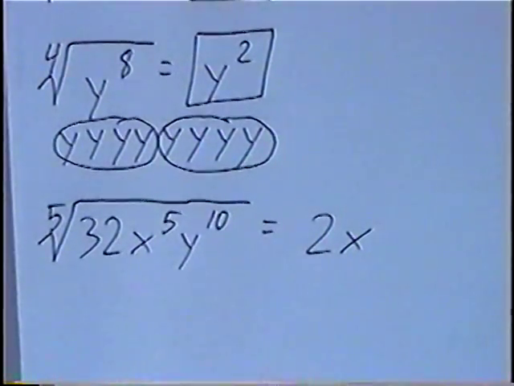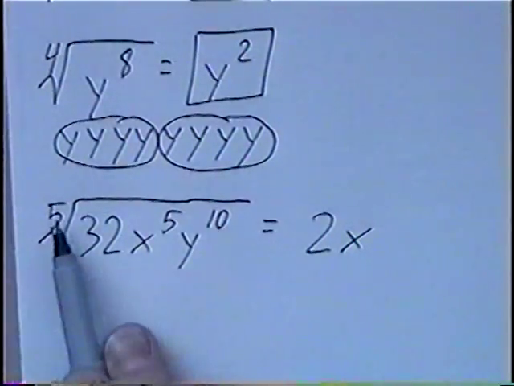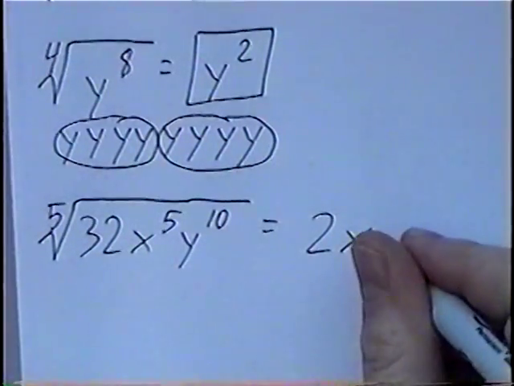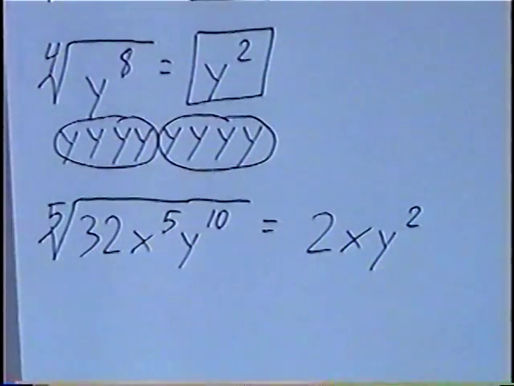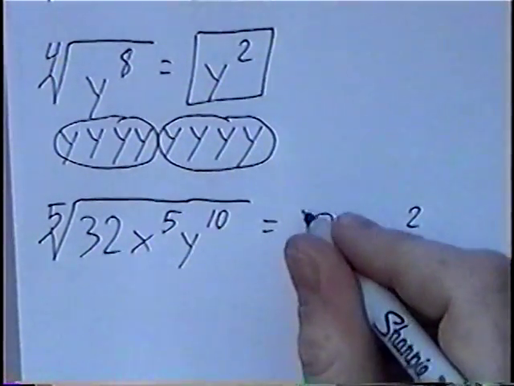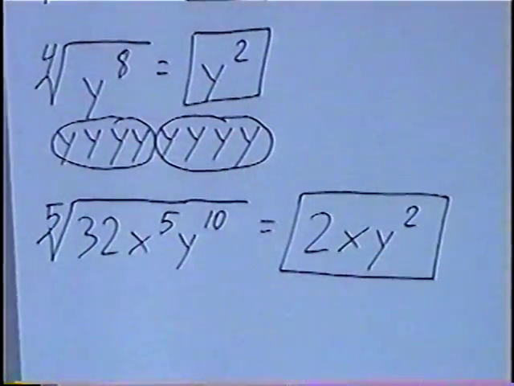If we do y to the 10th power, and again you can divide the exponents, 10 divided by 5 would be 2, and what that means is if you write out 10 y's, there'll be 2 sets of 5. So our final answer would be 2 x y to the 2nd power.